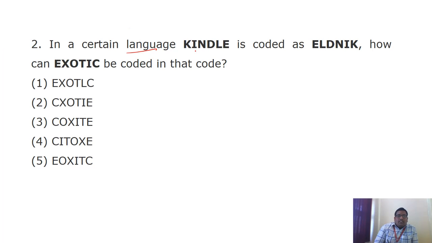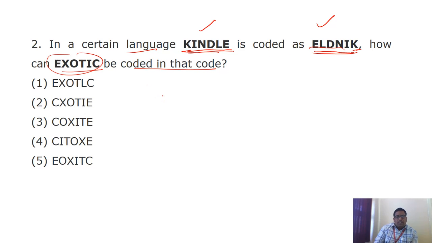In a certain language, KINDLE is coded as ELDNIK. How can EXOTIC be coded in that language? Again, if I observe this, the same letters are present in the code word, only the order is changed. So it is order based coding. K is at first, K is at last, ILDNIK. So the entire order is reversed.